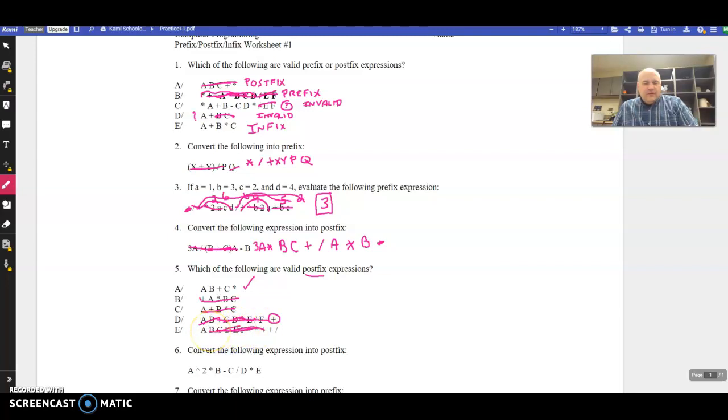The B is going to get combined with a plus with all of that, and the A divided by all of that. So that works out good. So that one checks out. So A and E are our valid pieces for that one.